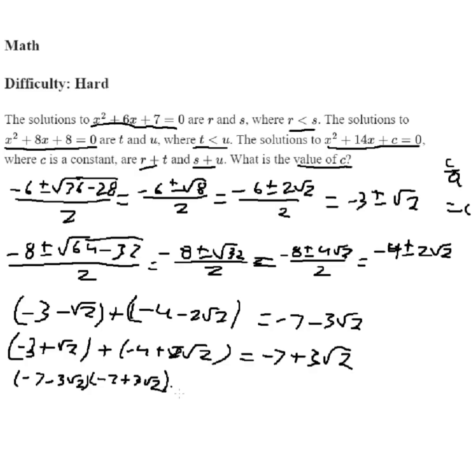So multiplying these together gives us negative 7 minus 3 square root 2 times negative 7 plus 3 square root 2. Sorry for the bad handwriting. That's going to give us 49, and then the negative 3 square root 2 and plus 3 square root 2 cancel out. So it's 49 minus the square of 3 square root 2, which is 49 minus 18, equals 31. And that's going to be the solution to this question.